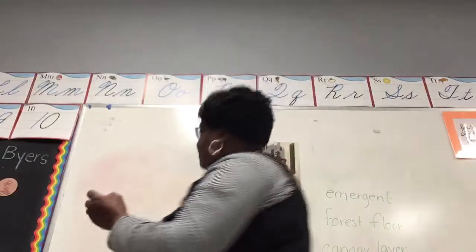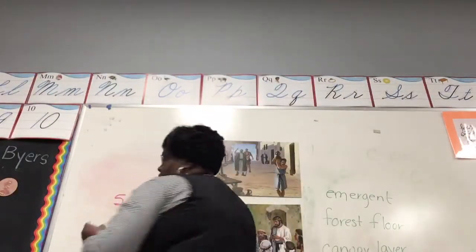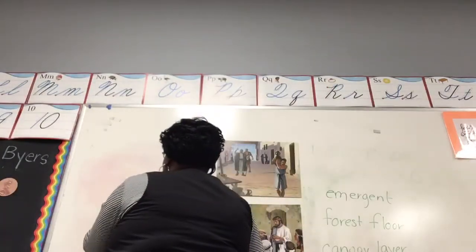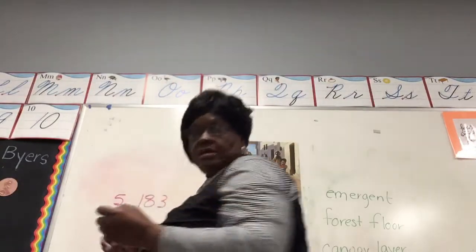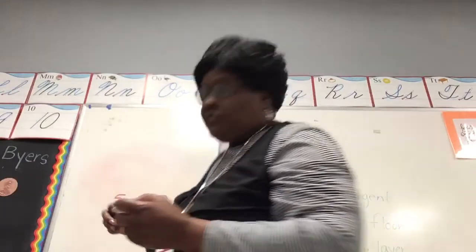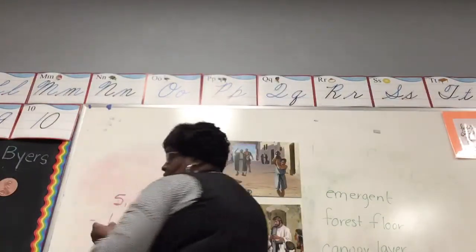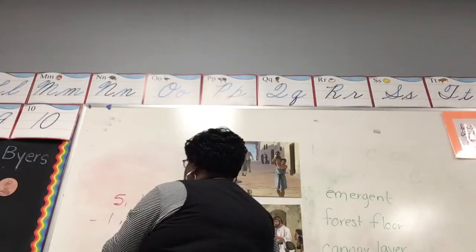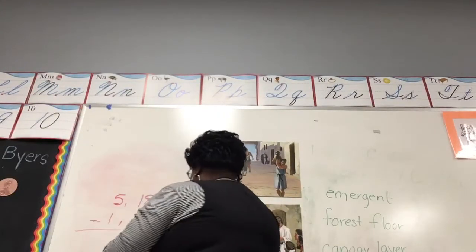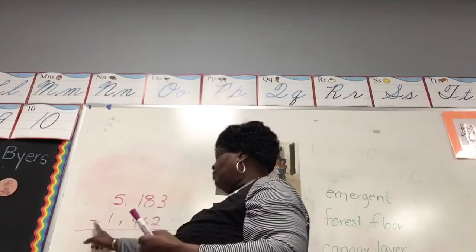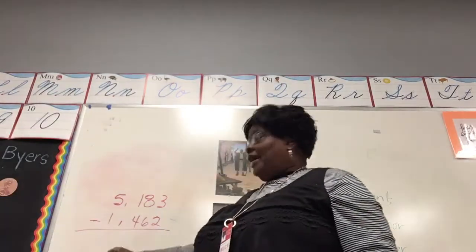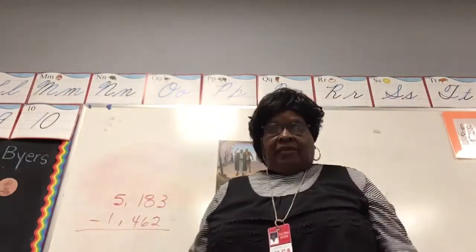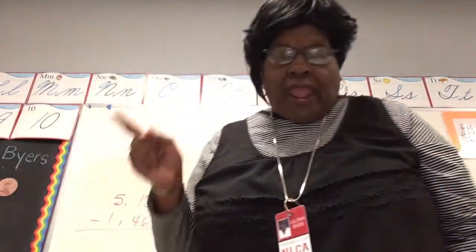That number is 5,183. I'm just going to do one of them. And 1,000, subtract 1,462. Okay, boys and girls, what do we do here? We what? That's a minus sign, and what are we going to do? We take away, we take away, we take away, we take away. So we know we're going to subtract here.